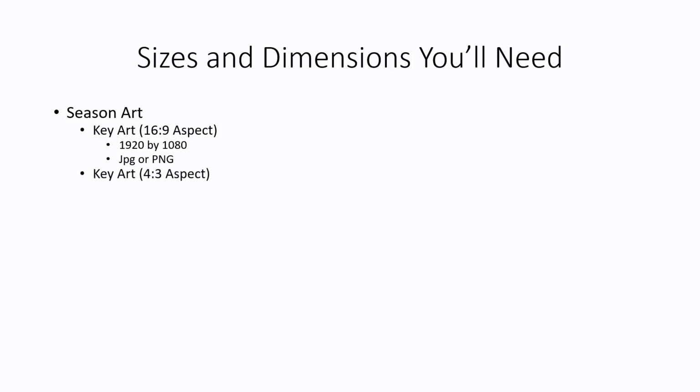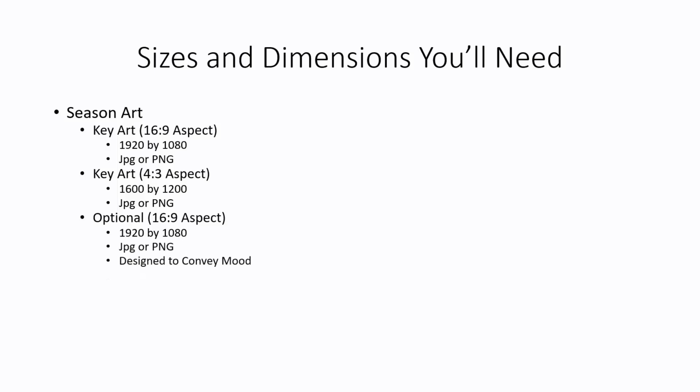Now, there's key art that you'll need to create that is also a 4:3 aspect ratio. That'll need to be 1600 by 1200, JPEG or PNG. And there is an optional file that you'll want to upload that's a 16:9 aspect ratio. It's 1920 by 1080, JPEG or PNG, and this is going to be a background image. It's only going to appear on the devices in order to convey mood.